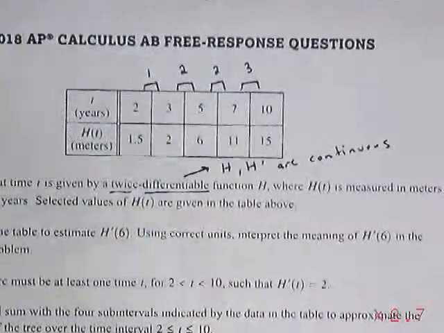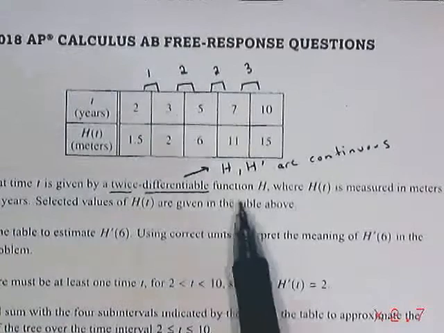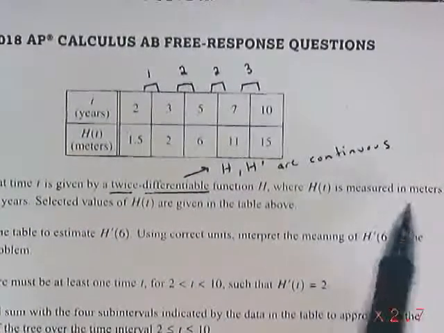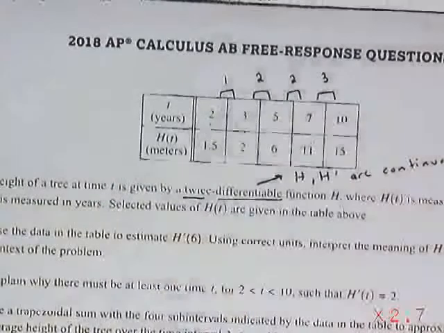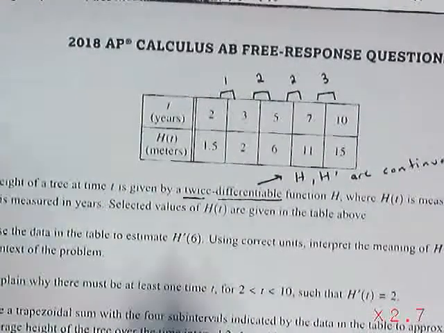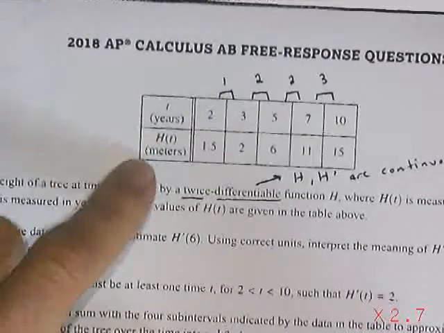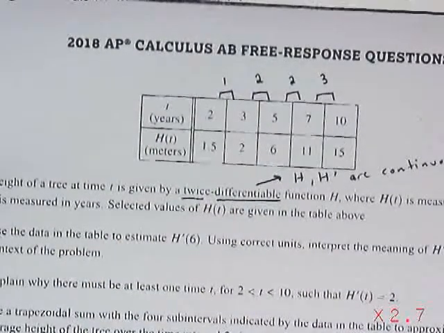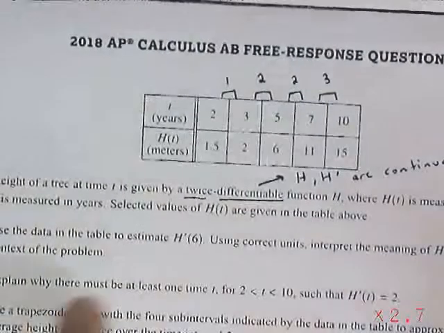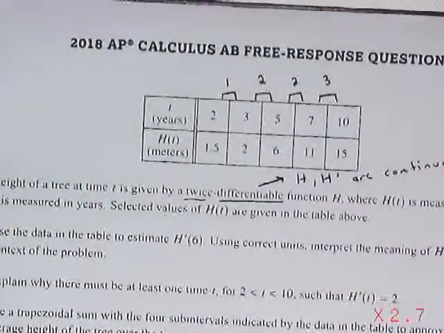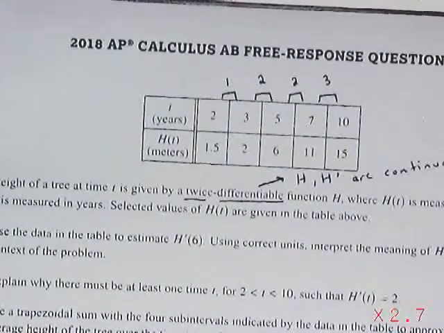Okay, so the height of a tree at time t is given by a twice differentiable function h, where h of t is measured in meters and t is measured in years. Selected values of this function h of t are given in the table above. Okay, we've already gone through and looked at those intervals. So we've got time in years and the height of some tree in meters. So let's jump in. Use the data in the table to estimate h prime of 6. Using correct units, interpret the meaning of h prime of 6 in the context of the problem.